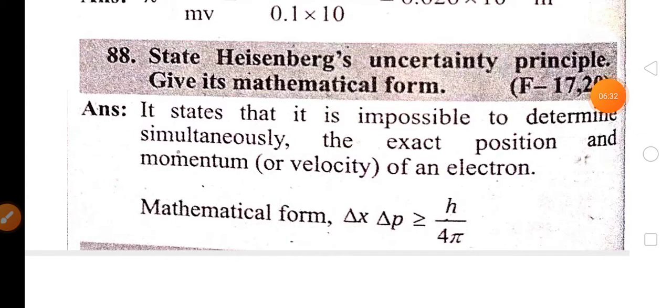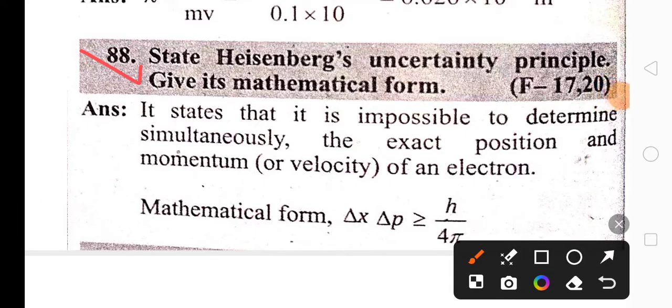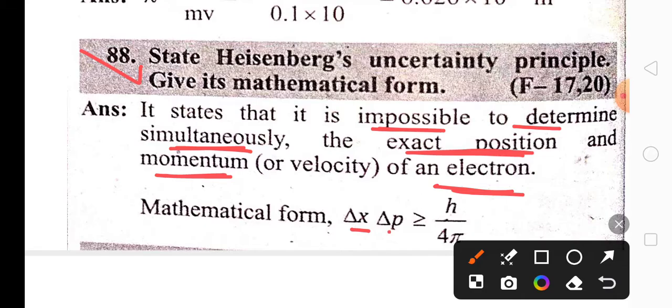Another 2 marks very important question is the Heisenberg uncertainty principle and its formula. The Heisenberg uncertainty principle says that it is impossible to determine simultaneously the exact position and momentum of an electron. Its formula is delta x into delta p greater than or equal to h by 4 pi.